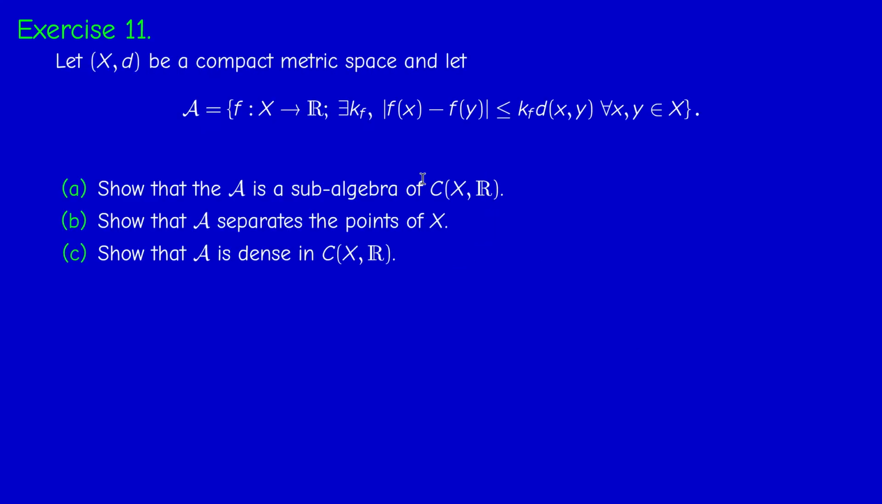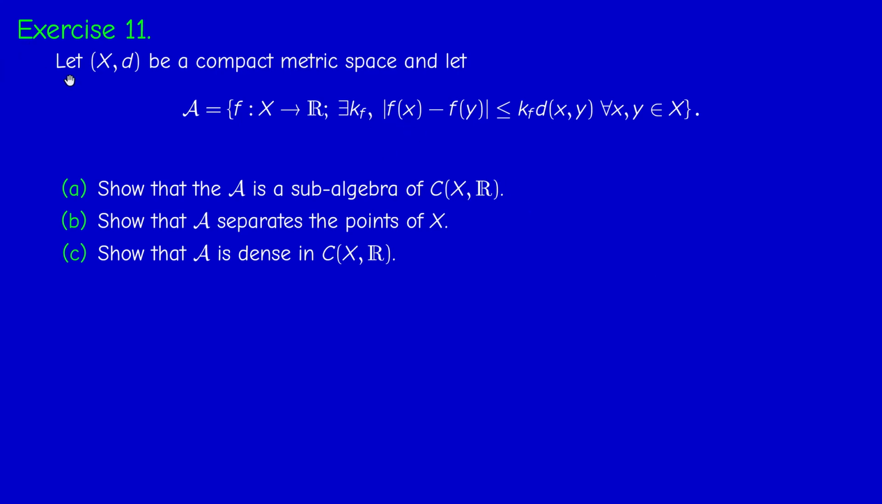Next exercise, we asked this question in the exam of last year, second session. So we consider a general compact metric space, and we consider the collection of all Lipschitz continuous functions, real valued, of course. I have to show that this collection, calligraphic A, is a subalgebra. It separates the points of X, and we have to deduce that it's dense. Otherwise stated, we can approximate any continuous function on X by Lipschitz continuous functions.